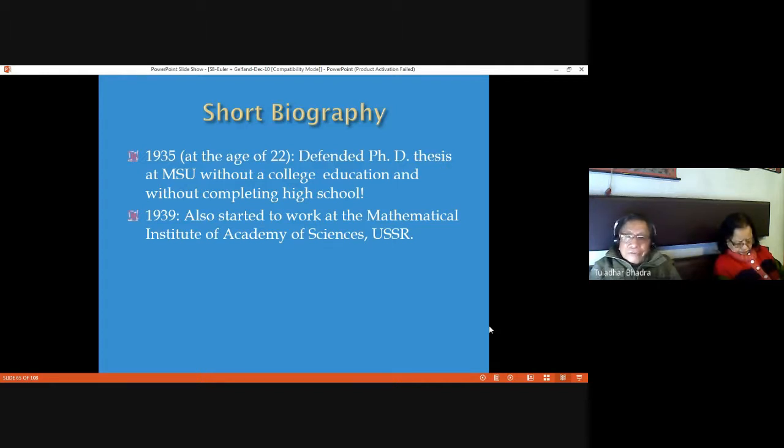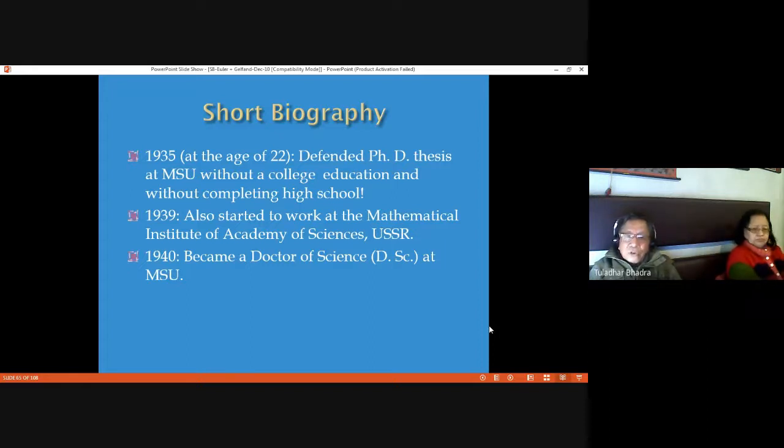This is a very highly research-oriented institute created by the Academy of Sciences. It's called the Mathematical Institute of Academy of Sciences. So, in 1940, he became a Doctor of Science. In Russia, it is not enough to become a PhD. If you want to be a professor, you have to become a Doctor of Science, DSc. So in 5 years' time, from 1935 to 1940, he became Doctor of Science at Moscow State University, working at the Mathematical Institute of Academy of Sciences.